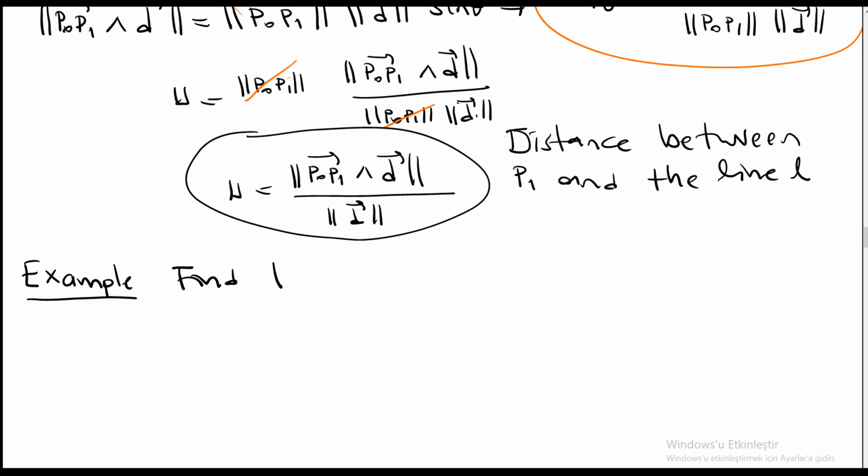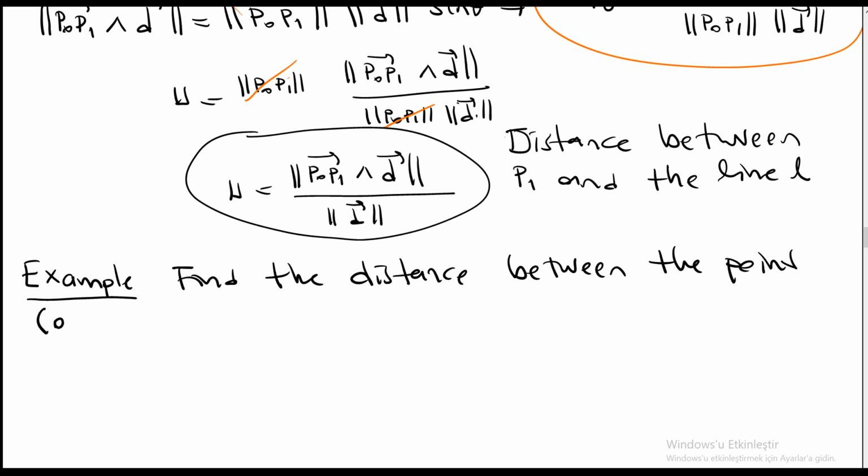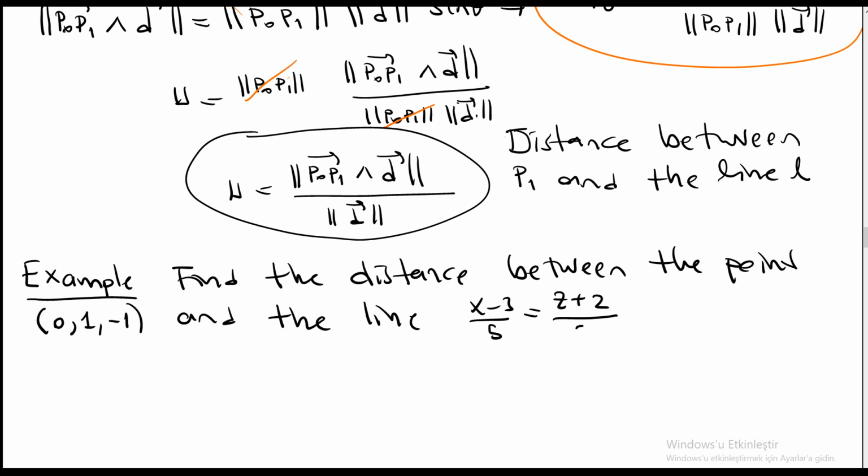Okay, let me give one example for this case. Find the distance between the point 0, 1, negative 1 and the line x minus 3 over 5, z plus 2 over 2, and y equals 3.